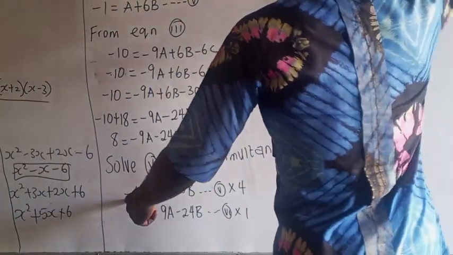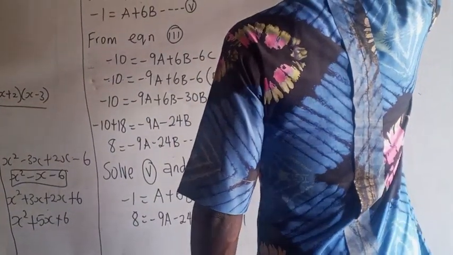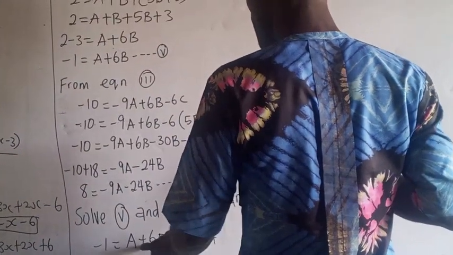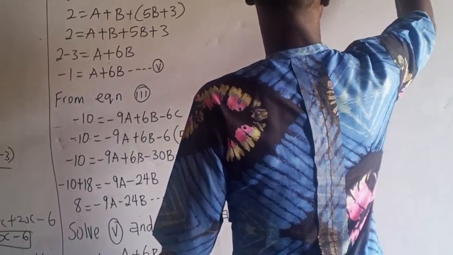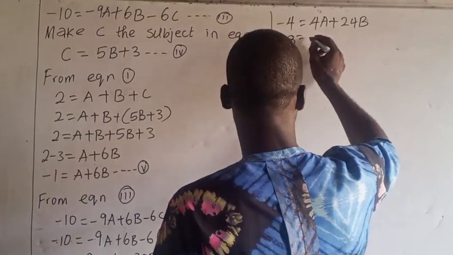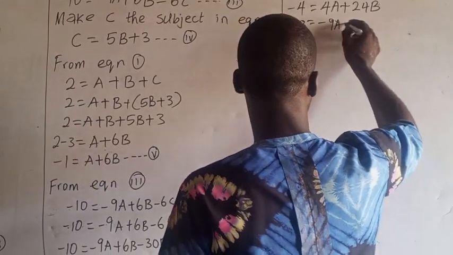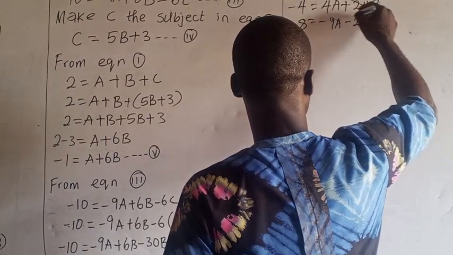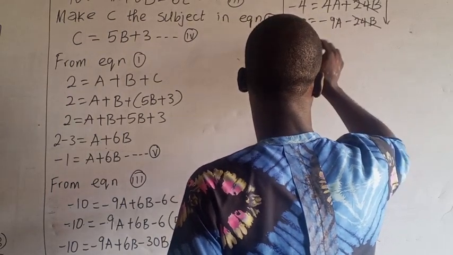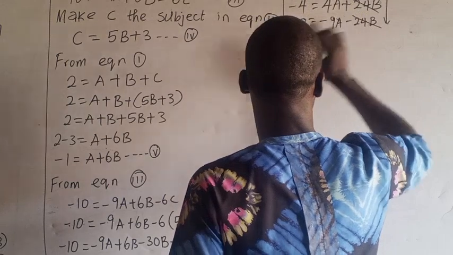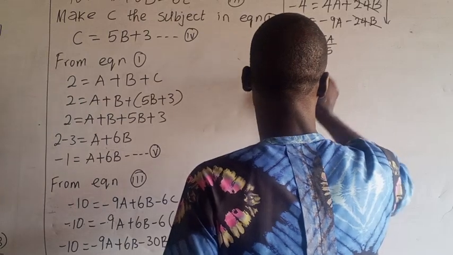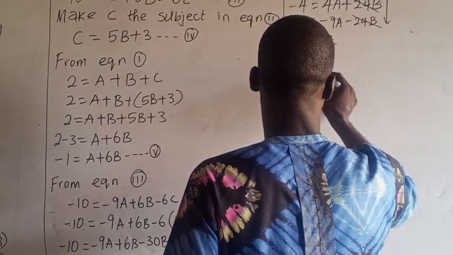4 times minus 1 is giving me minus 4 equals 4a. 4 times plus 6b is plus 24b. When we use 1 to multiply this, it will not change: 8 equals minus 9a minus 24b. So we cancel this out. That's when we solve vertically. Minus 4 plus 8 is 4. 4a minus 9a is minus 5a. So you divide both sides by minus 5. Then our a equals minus 4 over 5.